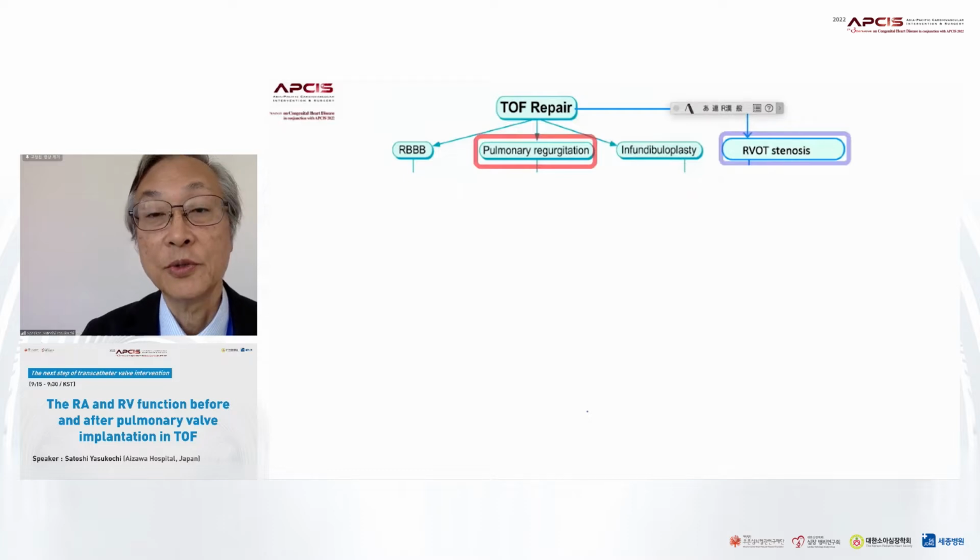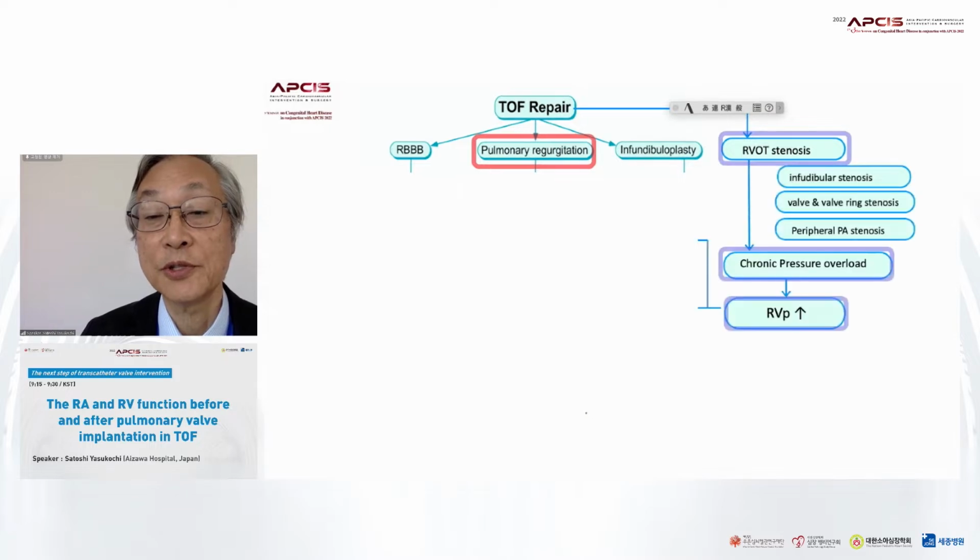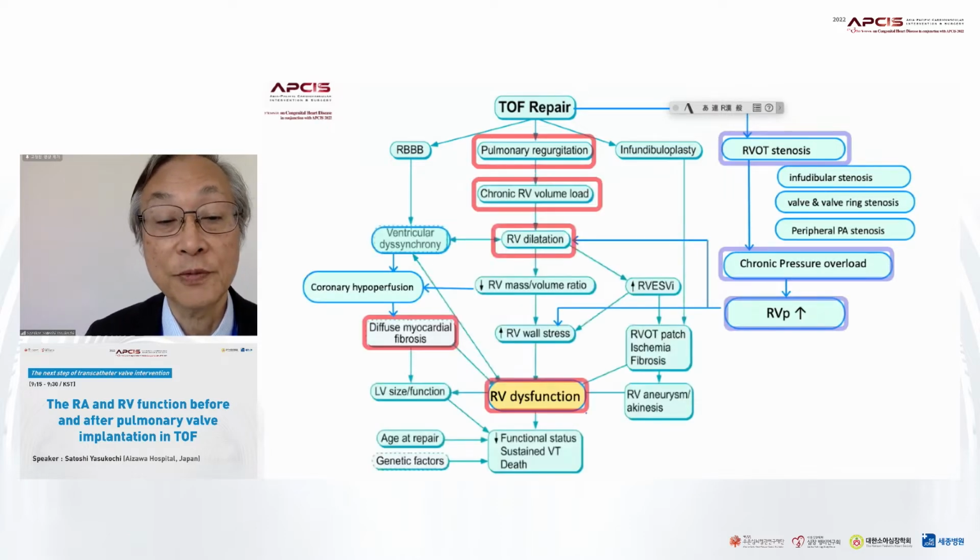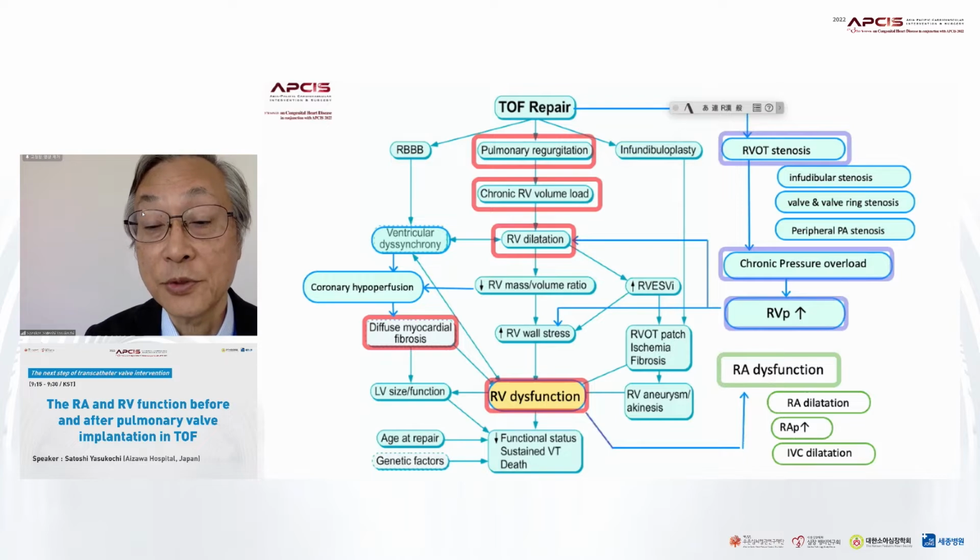Repaired tetralogy of Fallot causes several problems. The right ventricular outflow tract stenosis causes pressure overload to the right ventricle, and pulmonary regurgitation and tricuspid regurgitation cause volume overload to the right ventricle. Together, the volume overload, the pressure load, and myocardial fibrosis cause RV dysfunction.